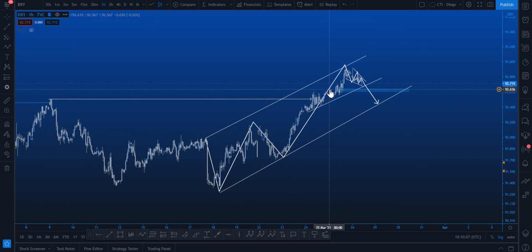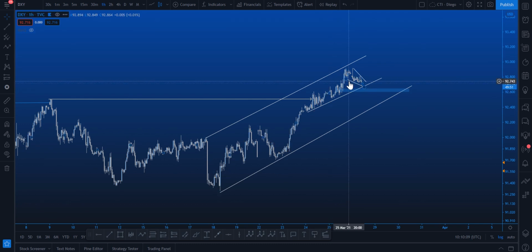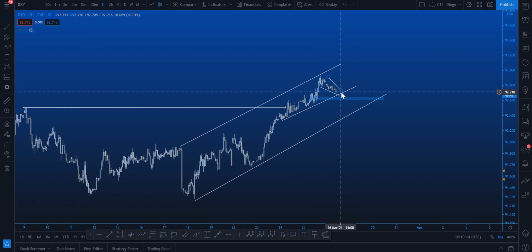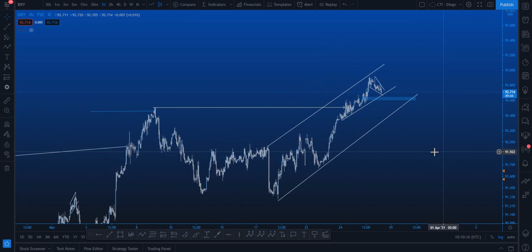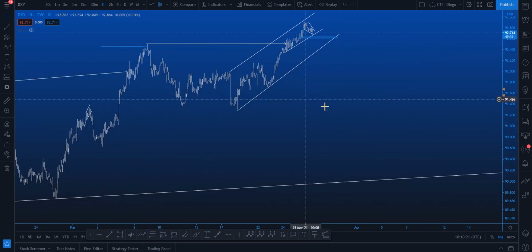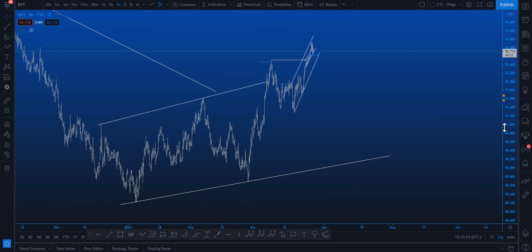Depending on what happens next is really, really important. Either a rally to the upside or a rally to the downside. What happens next? We just need to adapt to the market. But for now, I'm still expecting further decline towards the outer structure of the pattern.